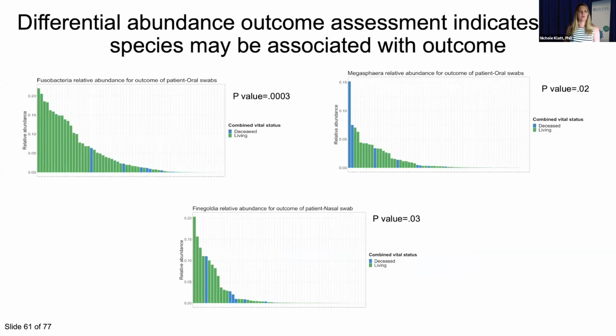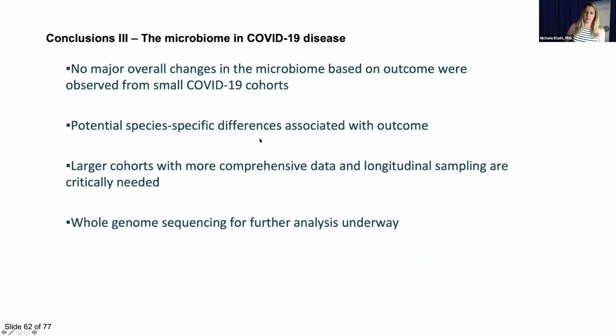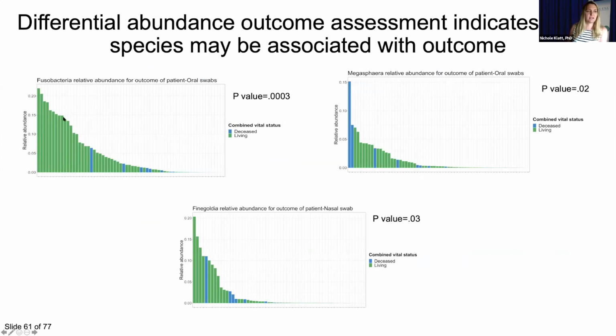This is actually looking at relative abundance of specific bugs that then came up significant. On top we have two from oral swabs. We have fusobacteria that was significantly lower in the deceased, where we have megasphaera that was significantly increased in deceased in oral swabs. And then the Sphingobium that was significantly decreased in the deceased from the nasal swabs.